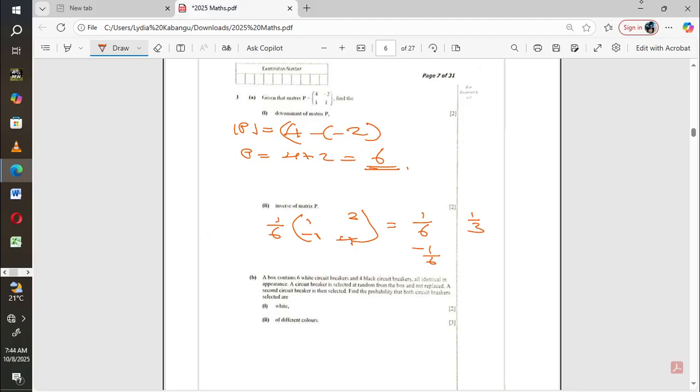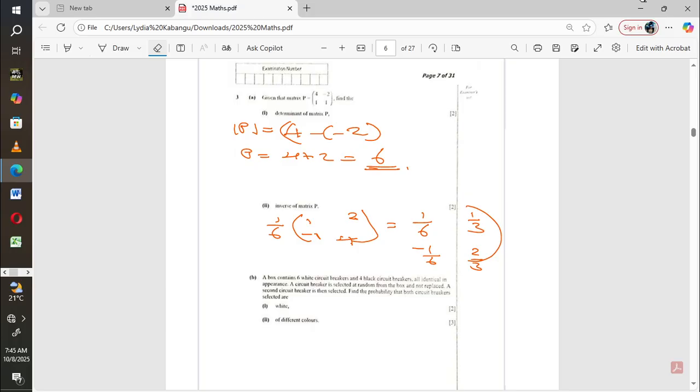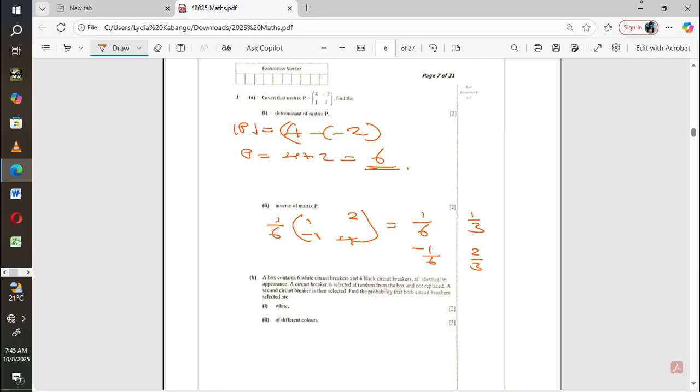Then what is 1 over 6 times 4? It becomes 4 over 6. Now 4 over 6, we divide by the number which can go into 4 and 6, which is 2. 2 into 4 is 2, 2 into 6 is 3. So we're going to have 2 over 3 here. So this becomes your answer for the inverse. Okay, so we move to B.